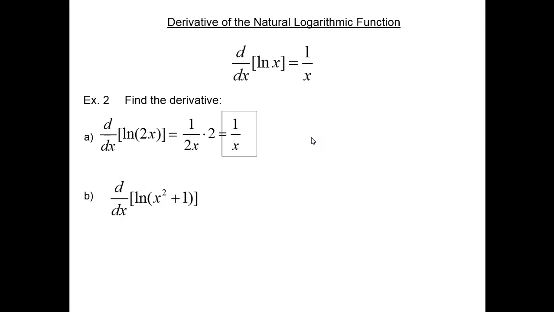Try the natural log of x squared plus 1. So we're going to do 1 over the inner function, x squared plus 1, times the derivative of that inner function, which is 2x.